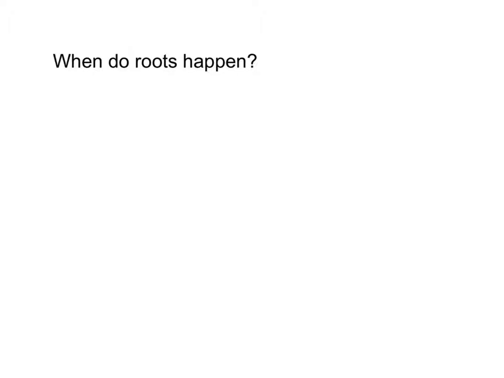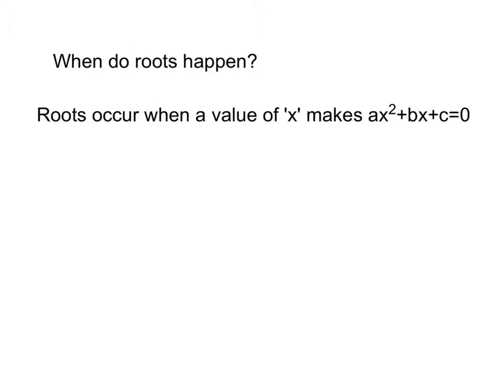So when is it that roots happen? Well, it's pretty straightforward. Roots occur whenever a value of x makes that function ax squared plus bx plus c equal to 0. That's the key. And if you notice, that's also one of the reasons why we sometimes call roots zeros.